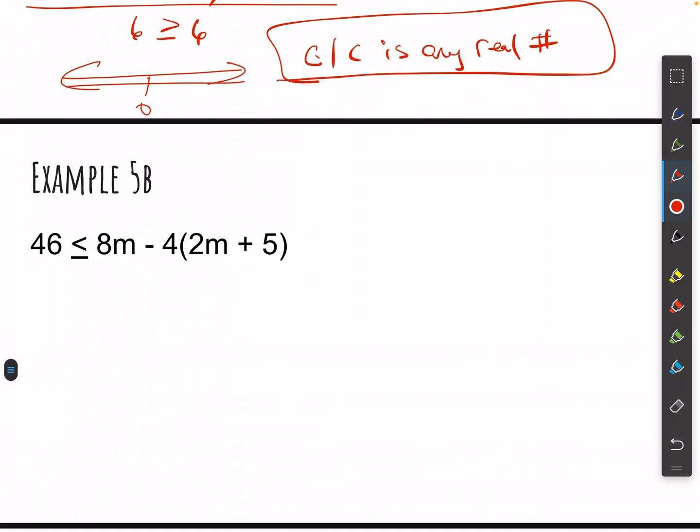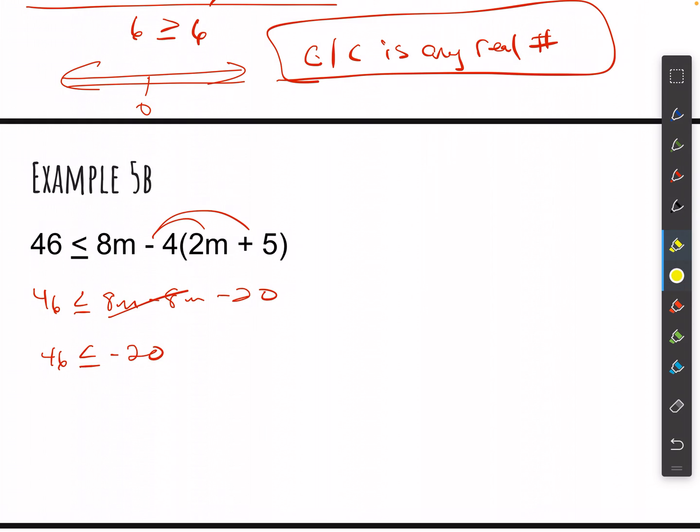So for 5b though, let's take a look at this one. We have 46 is less than or equal to 8m, and then I'm going to distribute minus 8m minus 20. Okay, 8m minus 8m is just 0, so I have 46 is less than or equal to negative 20. So you have to ask yourself this question. When is 46 ever less than or equal to a negative number? And the answer to that is never. Never the case. This is a no solution. Okay, so you can't graph that or anything. You just have no solution.